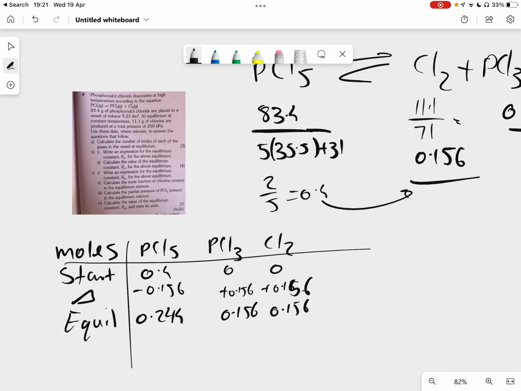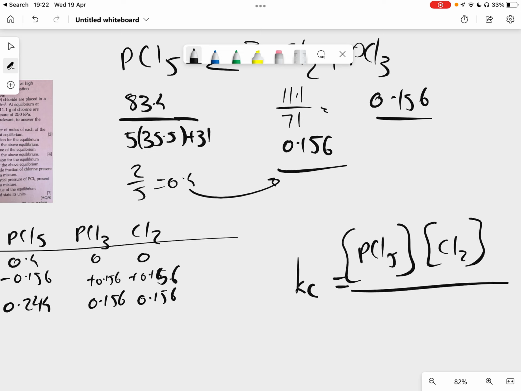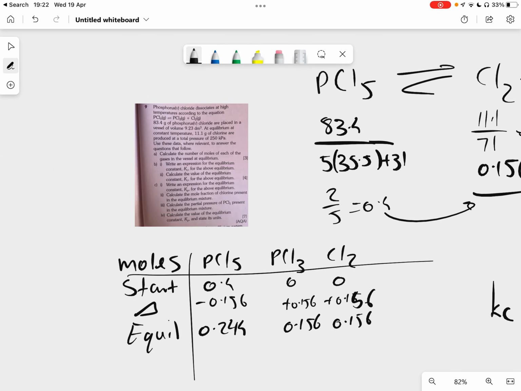That's question A answered. So now B is asking to write an expression for the equilibrium constant Kc. So remember, Kc is products over reactants. So products are going to be PCl3. Now remember, for Kc you have to do it in square brackets, Cl2 all over PCl5. Oh no, PCl5, a little mistake there. That's going to be a 3. Boom.